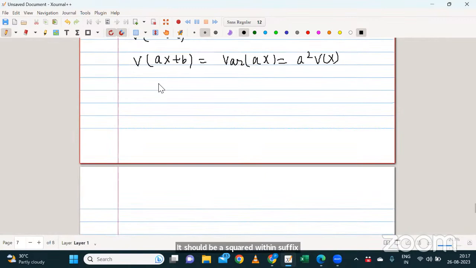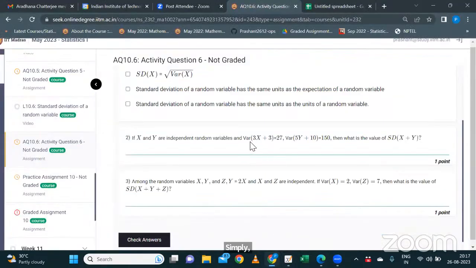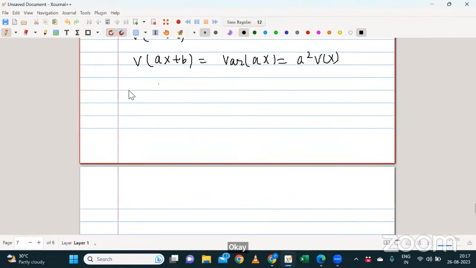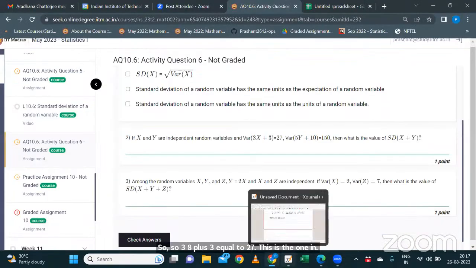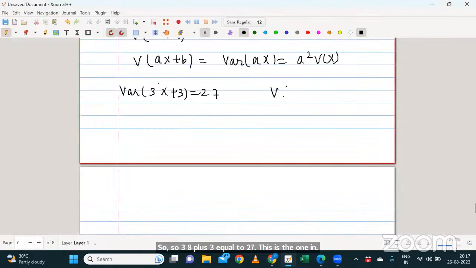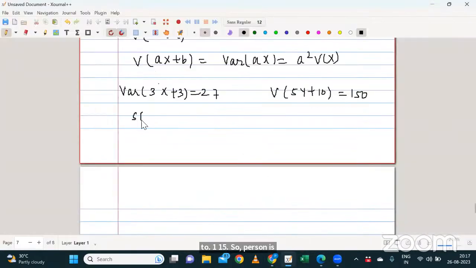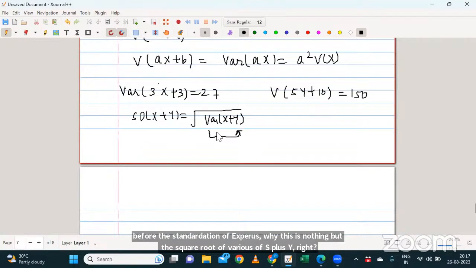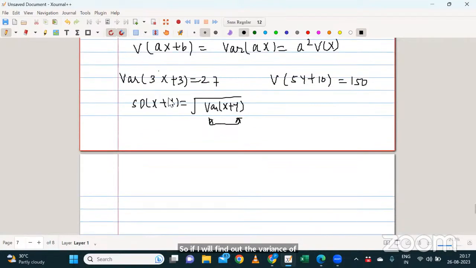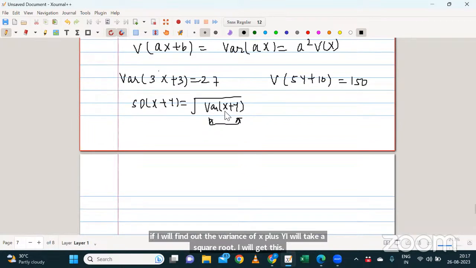Now, what does the question say? Variance of 3x plus 3 equal to 27. This is one piece of information. Another is variance of 5y plus 10 equal to 150. So the question is the standard deviation of x plus y. Standard deviation of x plus y is nothing but the square root of variance of x plus y, right? If I find the variance of x plus y, I will take the square root and get this. So we have to find the values of variance of x and y.